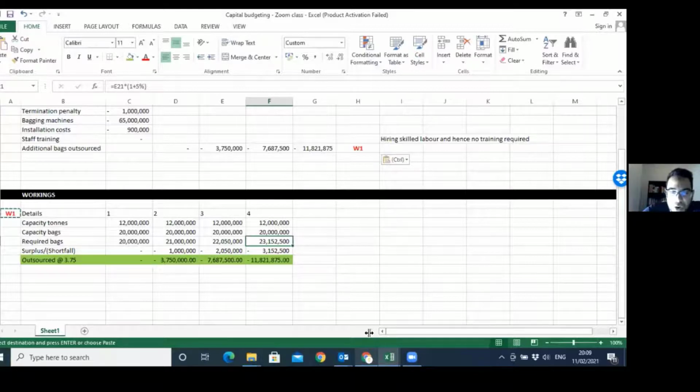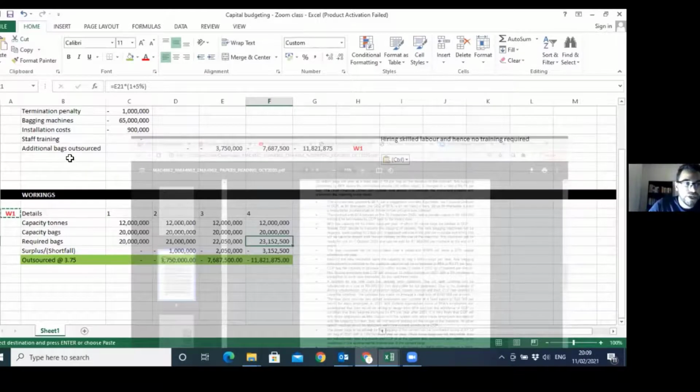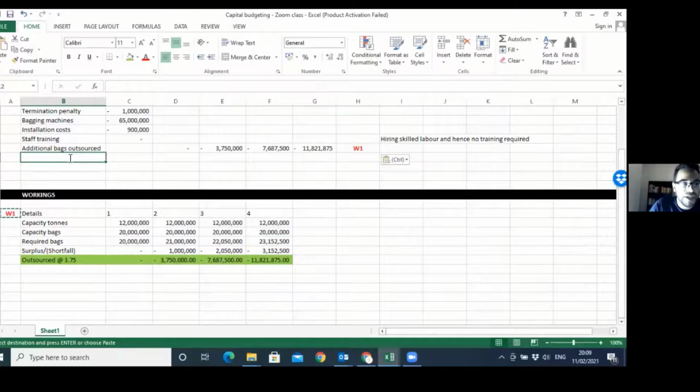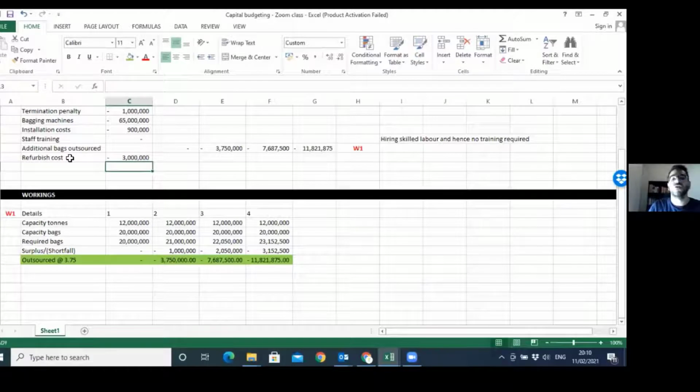Now I'm going to go on. We did the 12 times, we did the 5% increase, okay? A location for the new plant has already been identified. The old staff cafeteria can be refurbished at a cost of 3 million. We read through that. So we said the refurbishment will have to be taken into account. So we're going to have refurbishment costs of 3 million. Remember, you're refurbishing the cafeteria to place the bagging machines. The bagging machines need to be ready in order to be used. So the cafeteria area needs to be refurbished. So therefore, the refurbishment cost is being incurred immediately. So you must be able to pick up when something takes place if they don't tell you.